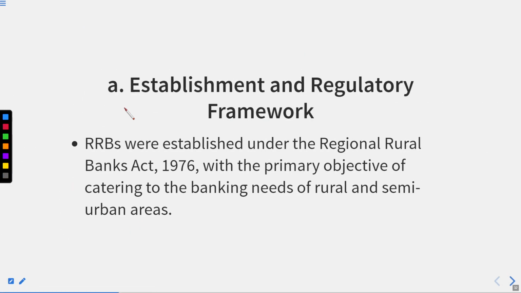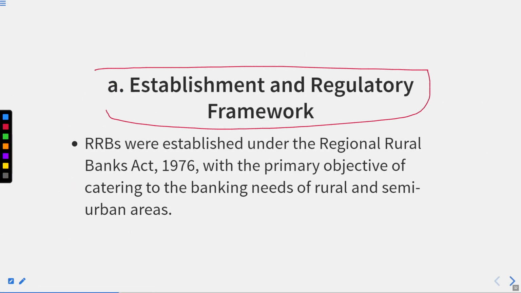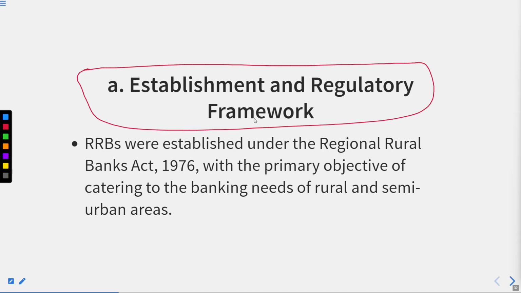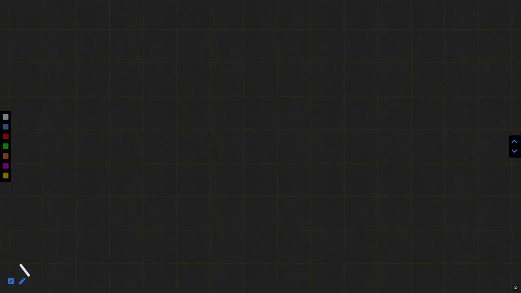Now let's move forward. First is the establishment and the regulatory framework. The RRBs were established under the Regional Rural Banks Act 1976. So 1976 is basically the establishing year. What happened behind it? That's the main point we should discuss: how the regional rural banks came into existence.